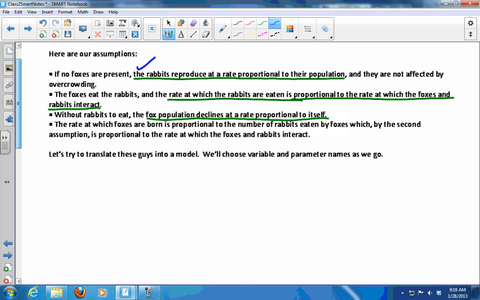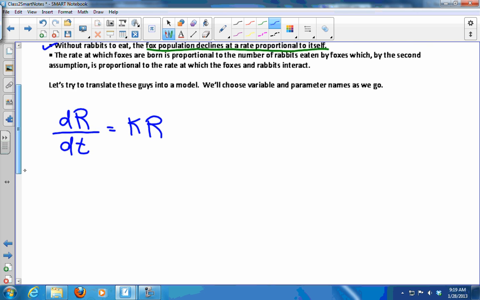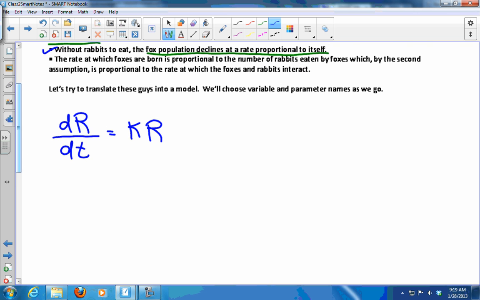The Malthusian model part, assumption 1, says the rabbits reproduce at a rate proportional to their population. So we'll use R for rabbits. So dR/dt, this is the rate at which they grow, is proportional to the size of the population R. And then let's jump down to assumption 3 here. The fox population declines at a rate proportional to itself. I'm actually going to use not K. I'm going to use some Greek letters so I don't run out. So dR/dt is going to be alpha times R, and dF/dt.